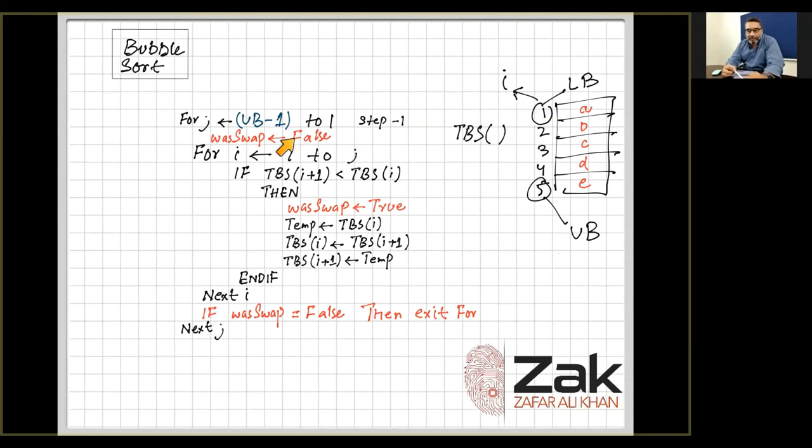So before the inner loop starts, we made this flag false, was swap false, and if any swap happens, then we made it true. So how it works, whenever there is a single swap, it has become true, and if this was not the case, then was swap will remain false. So when the whole inner loop worked and was swap remains false, it means not a single exchange has happened because the array is already sorted. So if it is sorted, it remained false, there was no single swap, then we don't have to run the outer loop any more times, we have to get out. So here we will use if was swap is equal to false, then exit for.